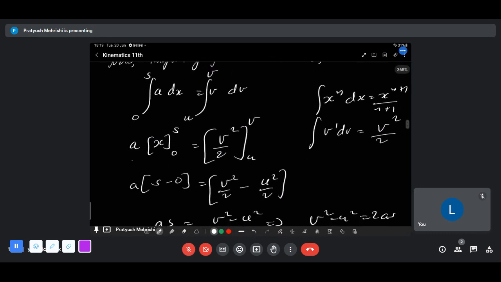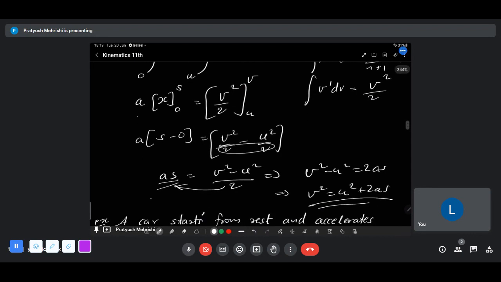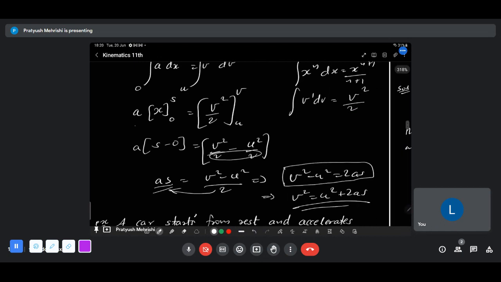Getting it now? Yes, sir, we are getting it. We will take 1 by 2 common, and that 2 will be multiplied on the other side of the equality to the as. Hence, we are getting v square minus u square equal to 2as. This is our third equation of motion.